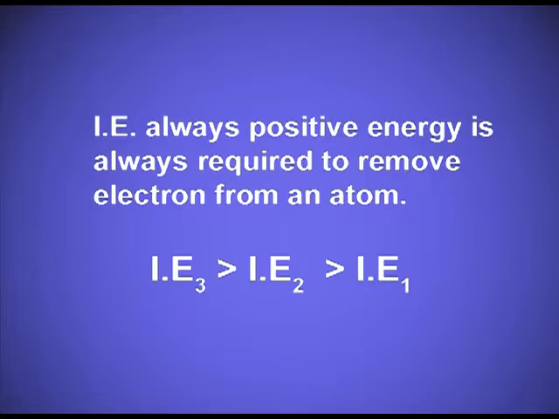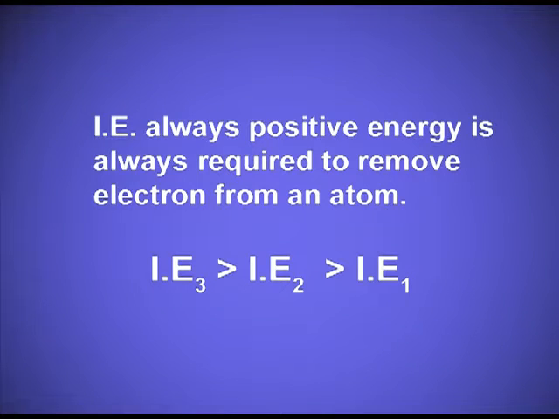What is this third ionization energy? It is the energy required when we are going to remove or pull out the third electron. The third ionization energy is greater than the second ionization energy, and the second is greater than the first. The reason is when we removed the first electron, the atom was neutral and in the ground state. So, we need a lesser amount of energy.